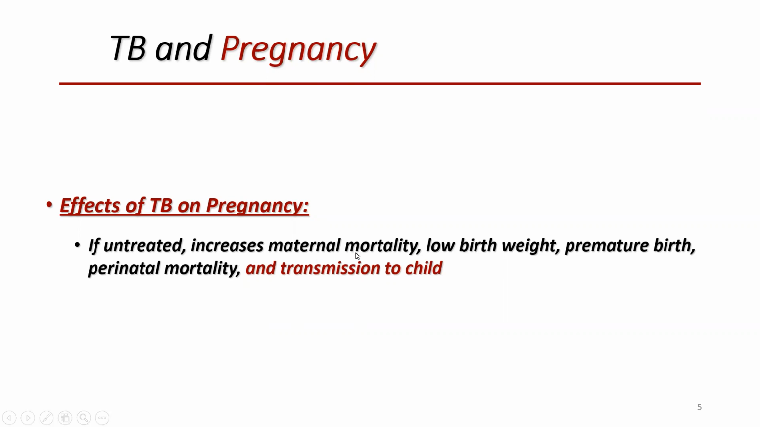It increases mortality in that pregnant woman. So the pregnant woman might die if we don't give treatment at the right time, or we don't give treatment at all. Or it might have an impact on the baby. It might give birth to a baby with a low birth weight or premature birth. And it might have an impact on the baby in terms of mortality. You'll have what you call perinatal mortality. And the other one, it could have transmission to the child. So the mother could transmit the TB to the child.